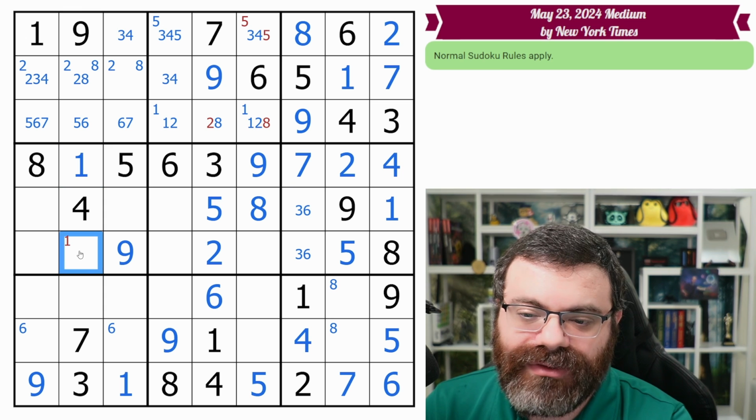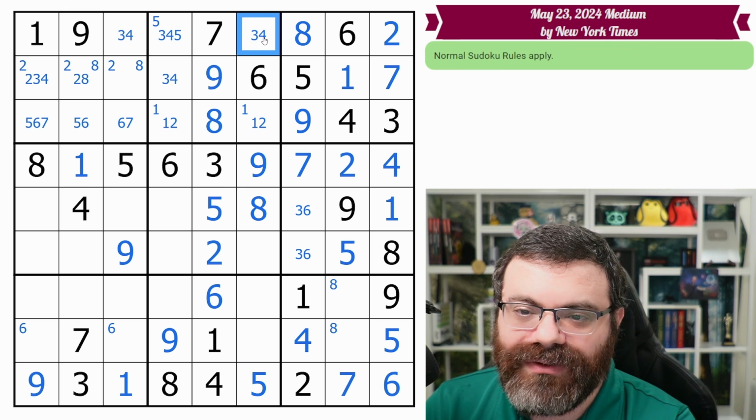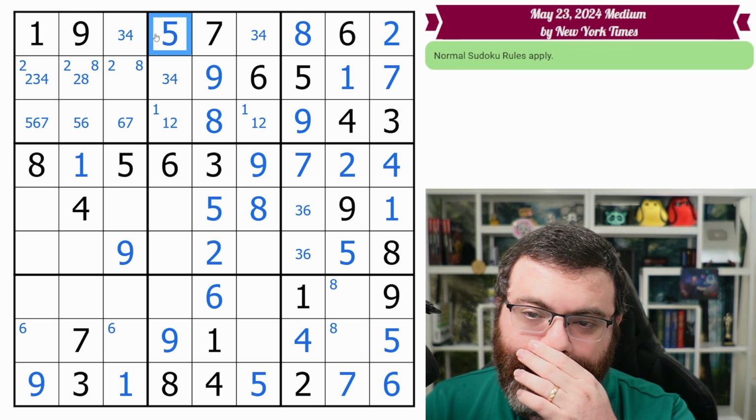Let's finish this row with the 1. Let's finish this whole triple. No, just the 8. We don't finish the triple. This can't be 5 anymore. That had a corner mark in it, so this is the only place for 5.